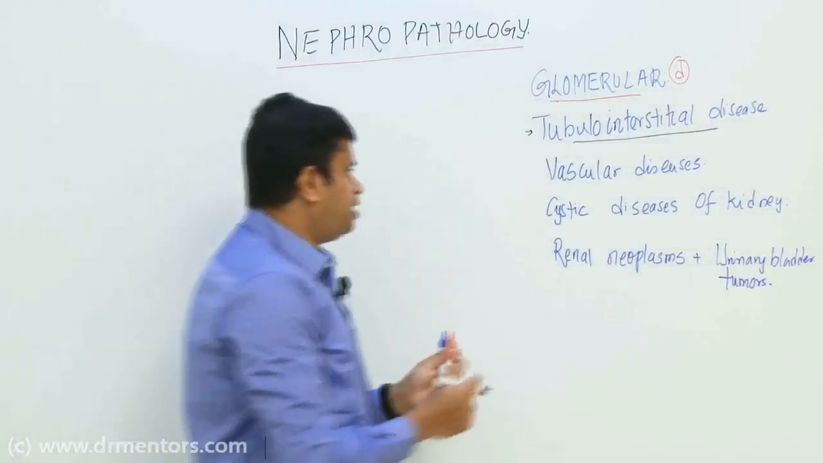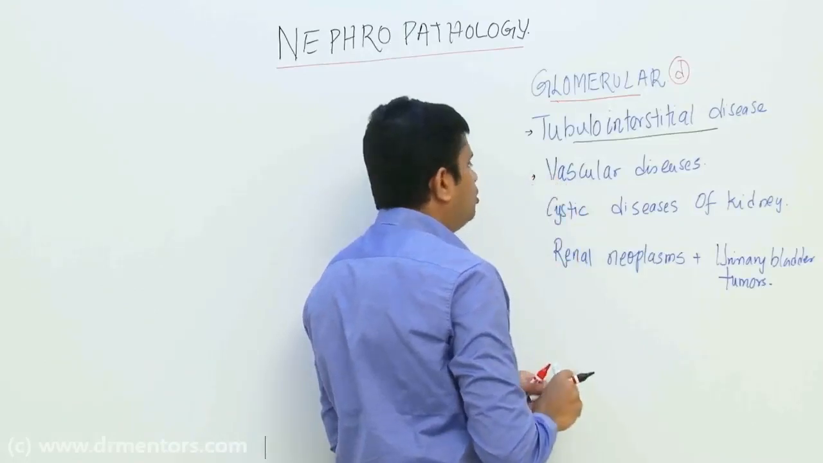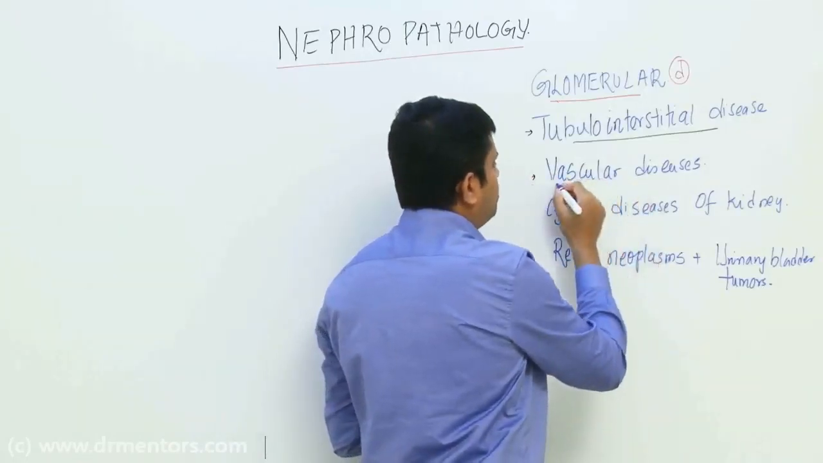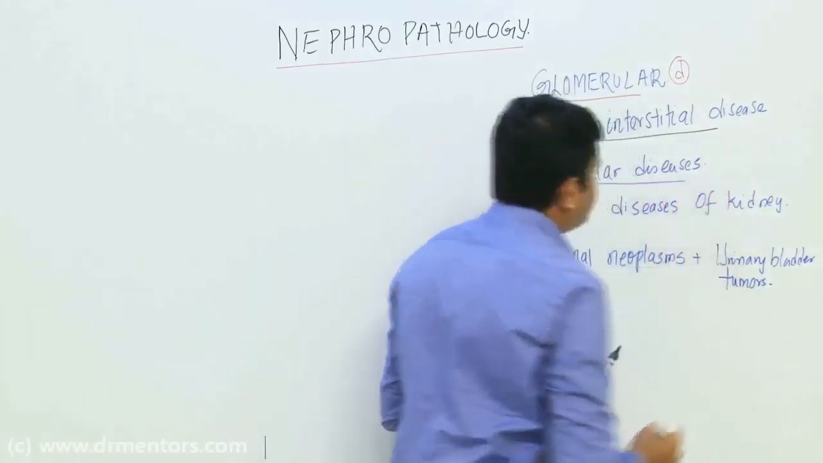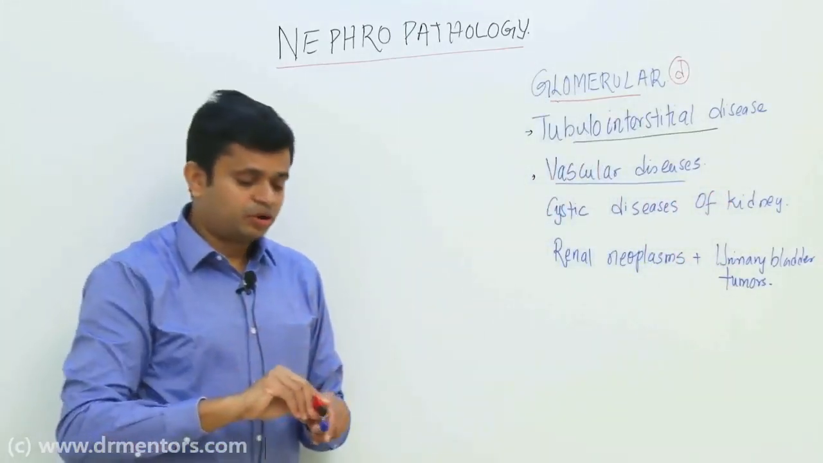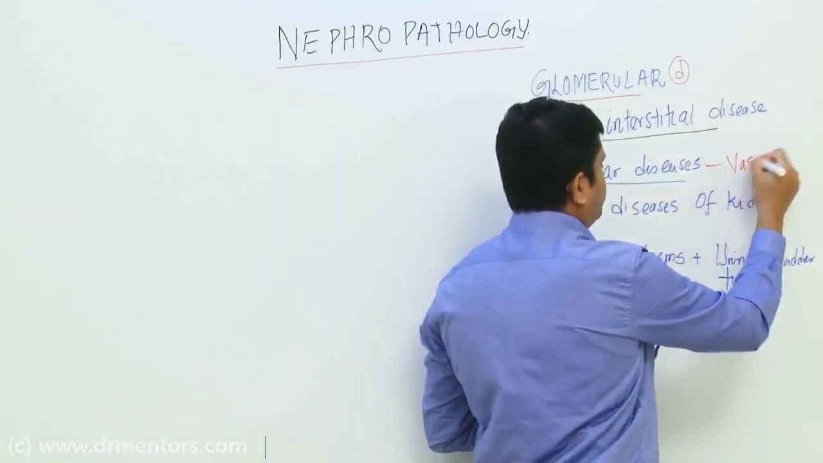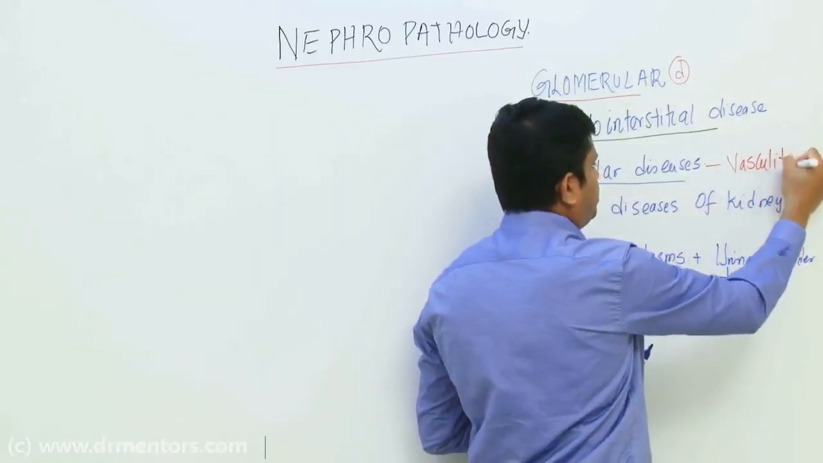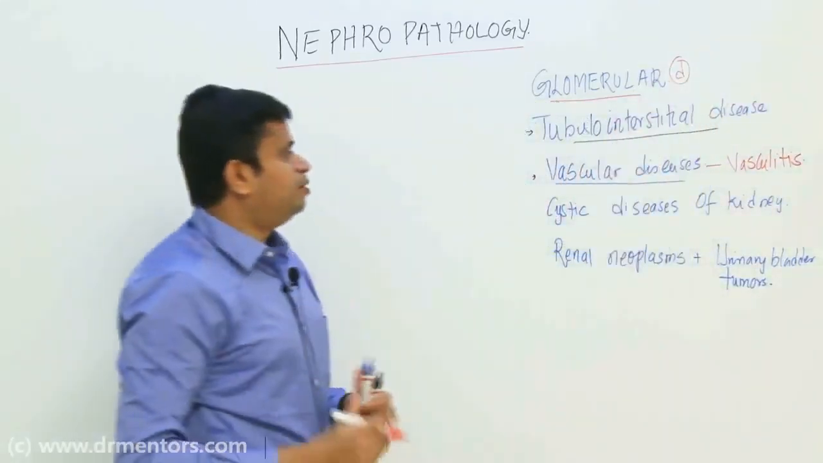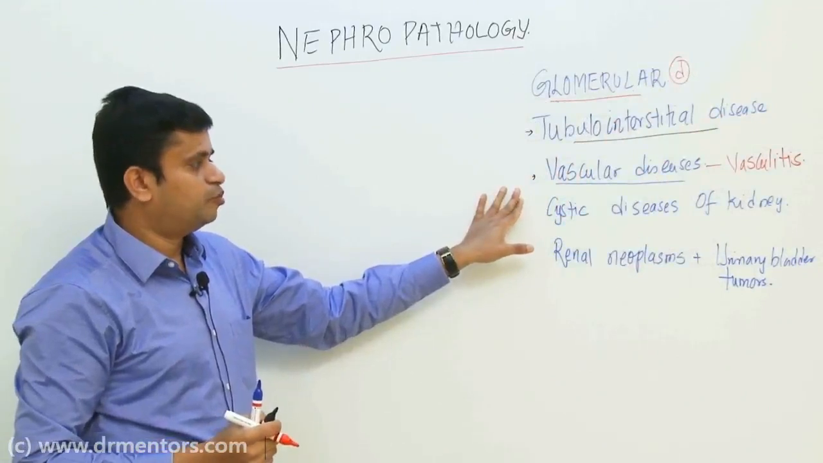Third part is mainly on the most important topic among all the kidney disease, apart from glomerular diseases, your vascular diseases. In that, you will come across the main topic, vasculitis. Vasculitis. So that's a very important topic. I want you to understand vasculitis will be the very important topic which we'll be focusing on.